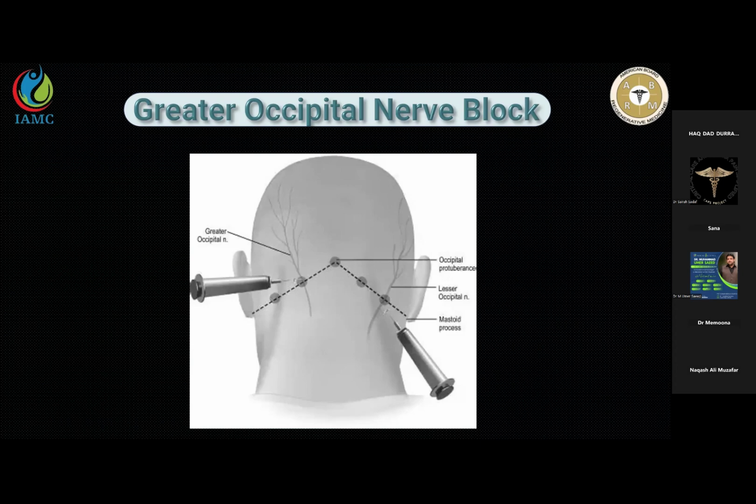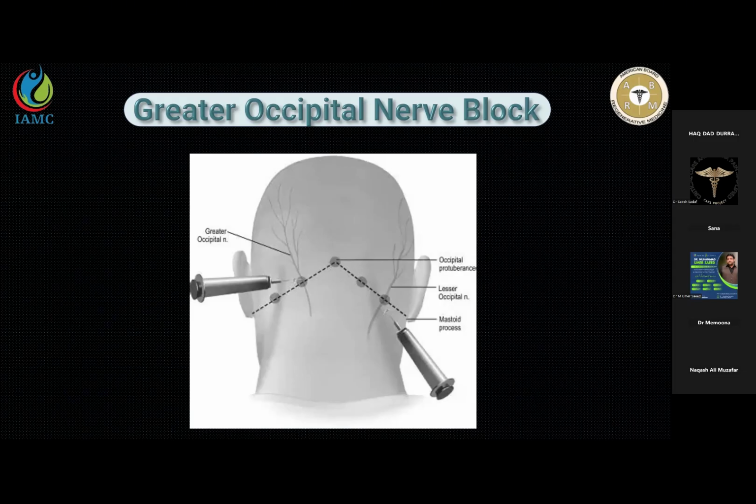So the second part is the greater occipital, which is approximately 1.5 centimeter lateral and 3 centimeter below. This is the point where you have to inject your local anesthetic, or local anesthetic with steroid, for the therapeutic block.